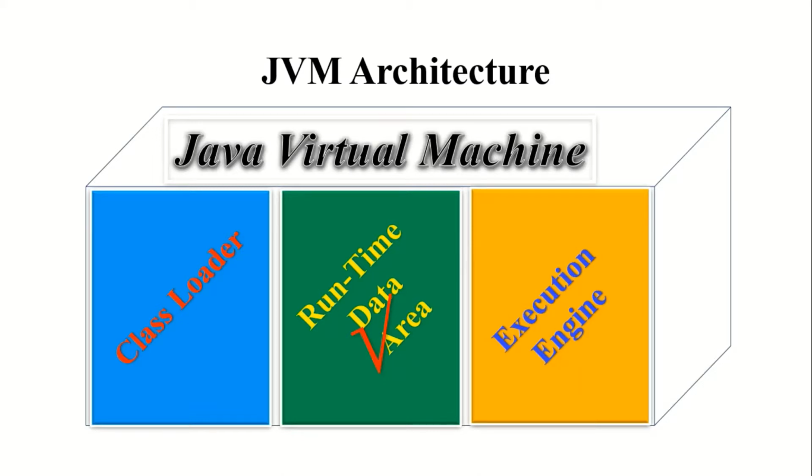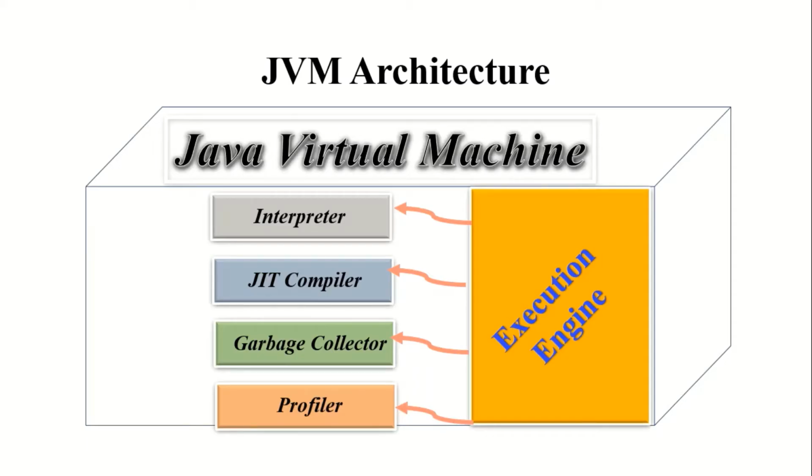Now we will move to the next part, that is your execution engine. The JVM execution engine is the third main component in the JVM. This is the actual engine that converts bytecode to machine code and executes the instructions. This execution engine comprises all these components. First, what is the use of the interpreter? The interpreter reads the class file or the bytecode and executes it one by one.